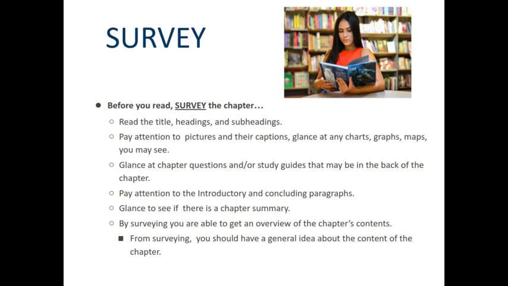Before you read, survey the chapter. Read the title, headings, and subheadings. Pay attention to pictures and their captions. Glance at any charts, graphs, or maps you may see. Glance at chapter questions and/or study guides that may be in the back of the chapter. Pay attention to the introductory and concluding paragraphs. Glance to see if there's a chapter summary.